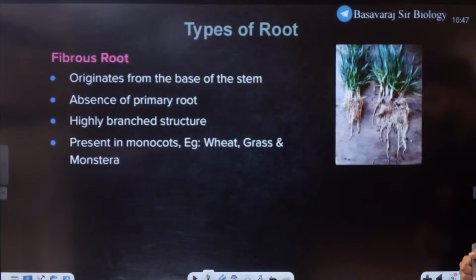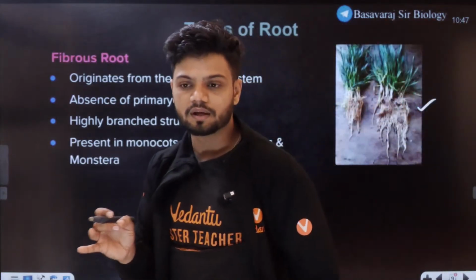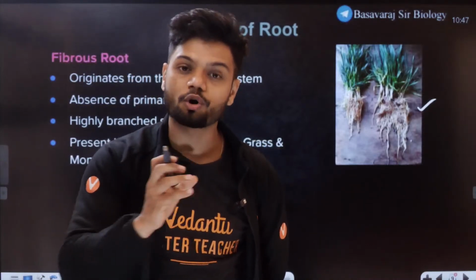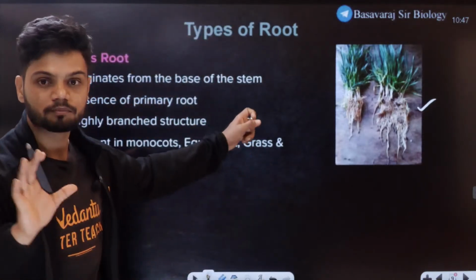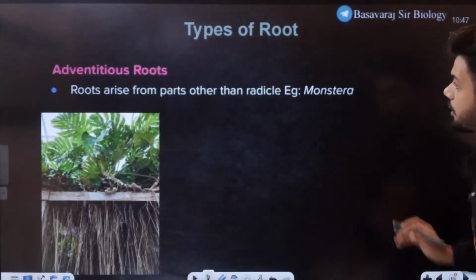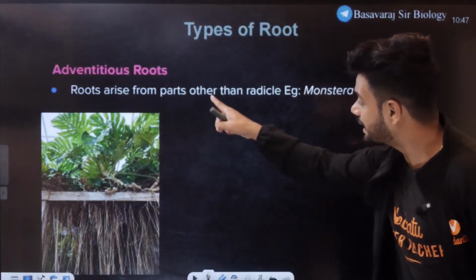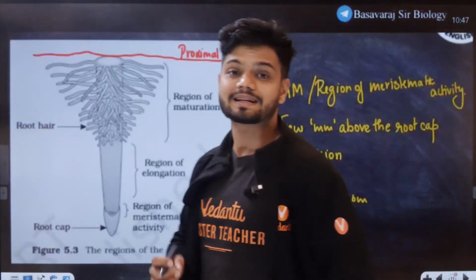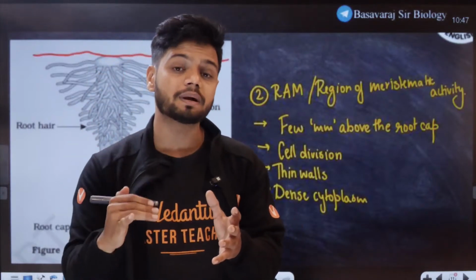This is called your fibrous root in the case of monocots. I told you, in the case of monocots, there will always be a taproot, but it is very short-lived. It is replaced by fibrous root in the case of monocot. Okay. Now, these are adventitious roots. Can you see adventitious roots? Any roots arising from parts other than the radical. Monstera is an example. Now we learn something called the regions of the root. If a root is there, there are multiple regions there.